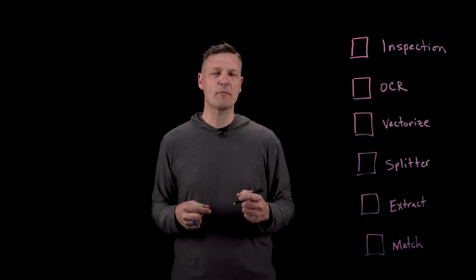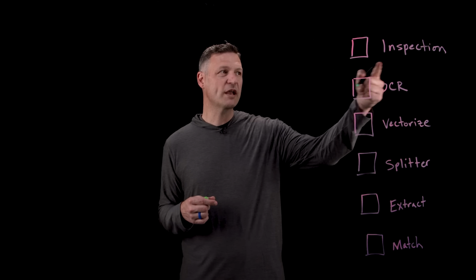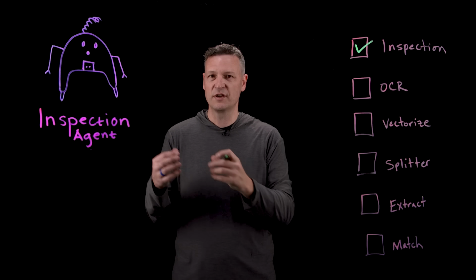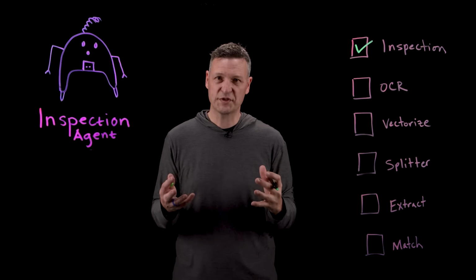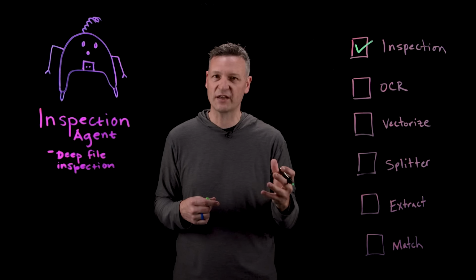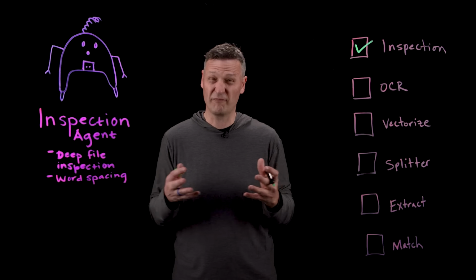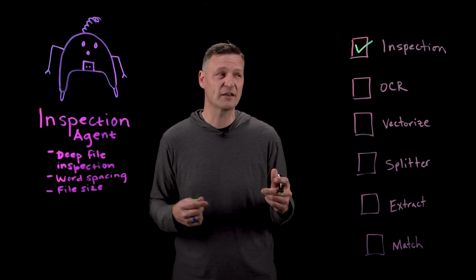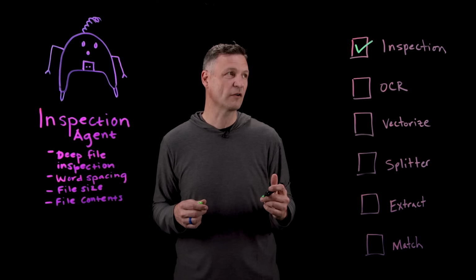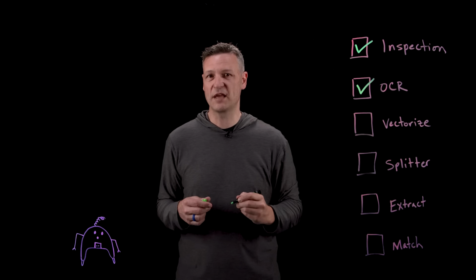So let's start by naming a couple of agents and thinking about what would be some useful agents. So we could have an inspection agent, and an inspection agent could take a file and do some deep file inspection, right? So an inspection agent may take checksums, it may look at word spacing within files, it may look at file length, file size, it may look at aspects of what kind of contents are in the file, okay? Another agent that could be useful could be an OCR agent.